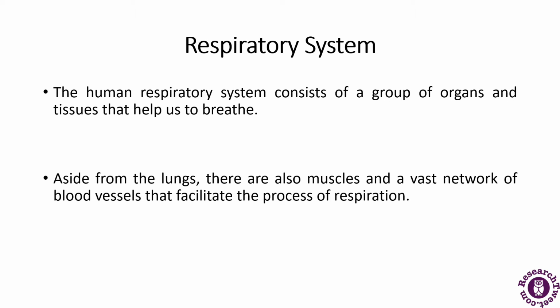Now, the human respiratory system consists of a group of organs and tissues that help us to breathe, aside from the lungs. When the human respiratory system comes to mind, the lungs are the first organ. But besides the lungs, there are various other organs involved. There are also muscles, and there is a vast network of blood vessels that facilitate the process of respiration.